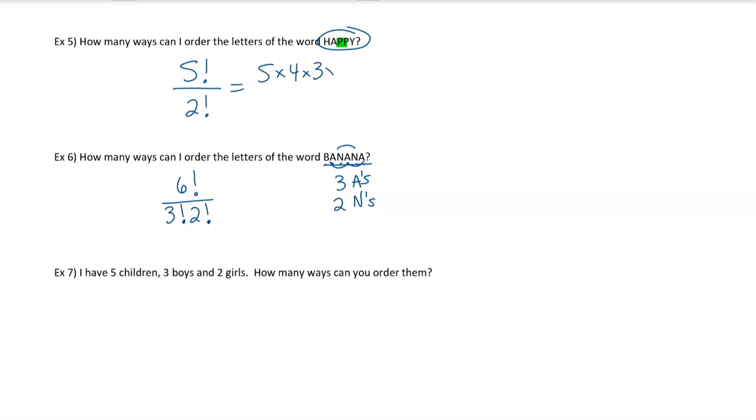5 times 4 times 3 times 2 times 1, divided by 2 times 1. We always simplify before we multiply. We don't want to multiply and get giant numbers. 5 times 4 times 3. There are 60 different ways to organize the letters of the word happy.